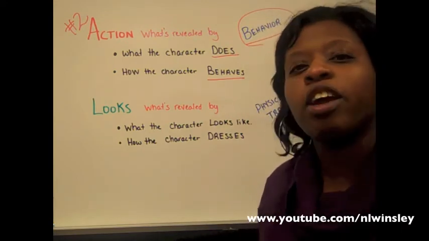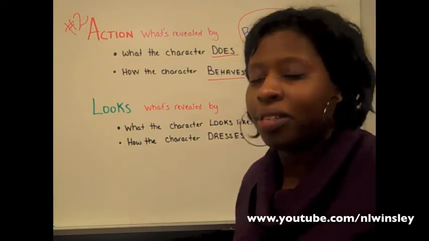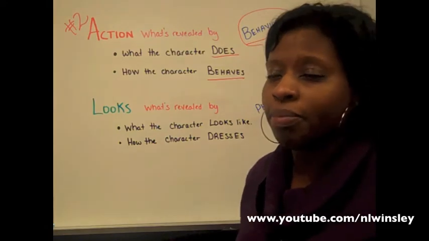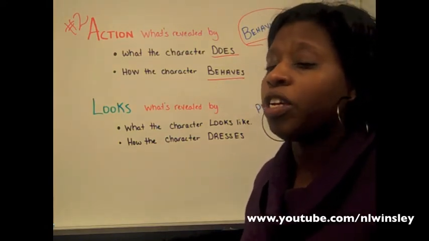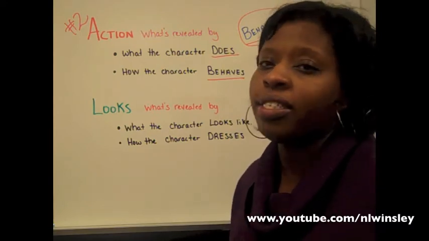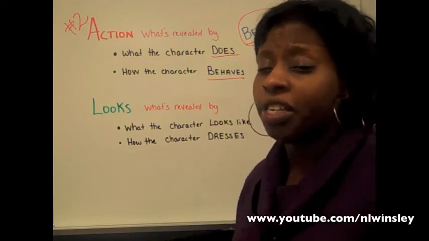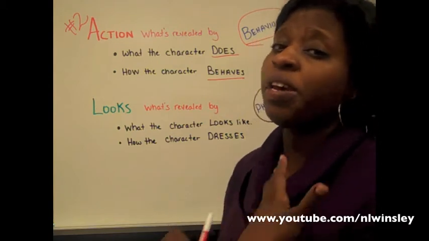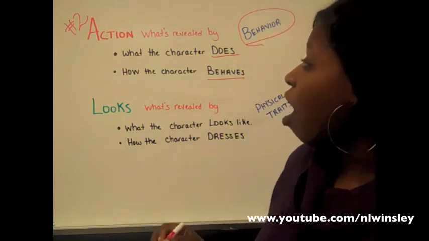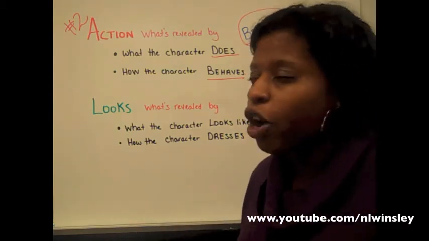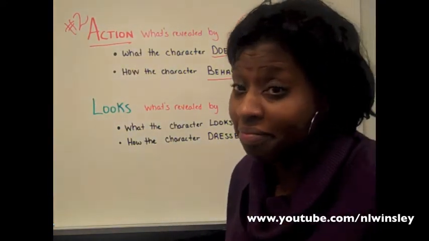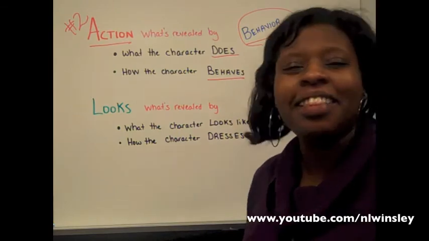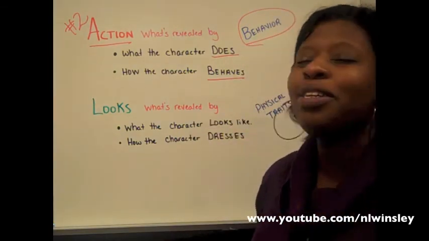Therefore, if I have a character, his name is Arnold. Every time Arnold walks up steps, Arnold trips. Every time I see Arnold, his shoelaces are untied. Every time I see Arnold in the cafeteria, Arnold spills his drink. These are all actions. What can I infer based on Arnold's actions? Arnold is a klutz.